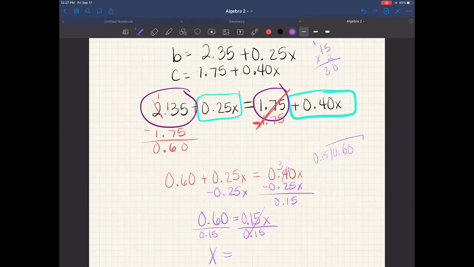2 times 5 is 10, so 0, I carry over my 1. 2 times 1 is 2, plus that 1 gives me 3. So I'm at 30. So I should already know that 30 is pretty close to 60 if I were to double it. But let's say it didn't work out so nicely. I can do 15 times 5, right? This answer, this 30, tells me that my number needs to be multiplied by something greater than 2, okay?